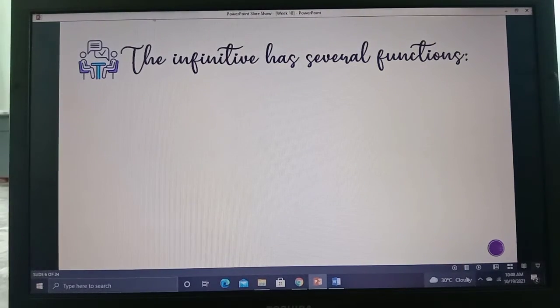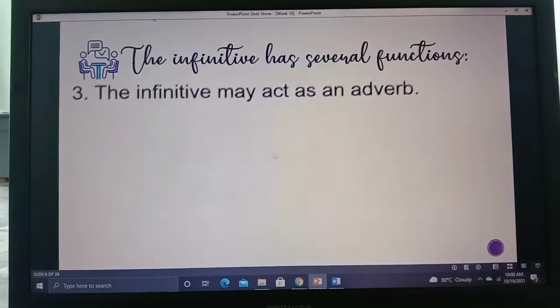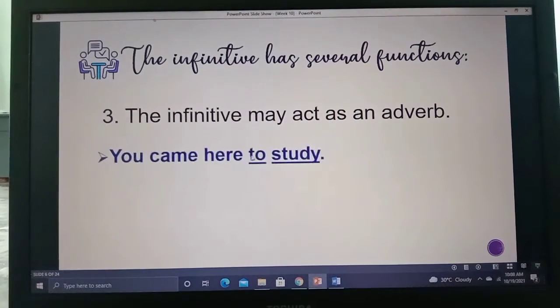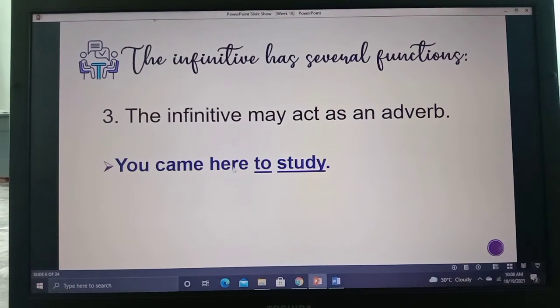Next. So, the third and the last function of an infinitive is this may act as an adverb sa sentence. Generally of purpose, kung ano ba yung purpose ng subject dun sa isang sentence. For example, this one, you came here to study. The infinitive is to study. So, that is the purpose of the subject, which is you.